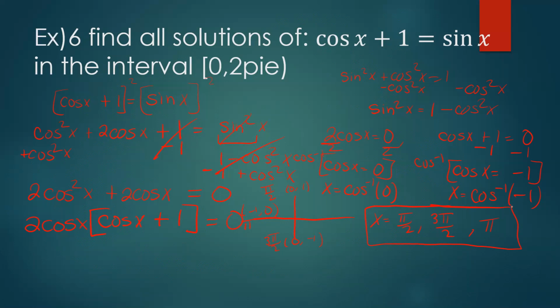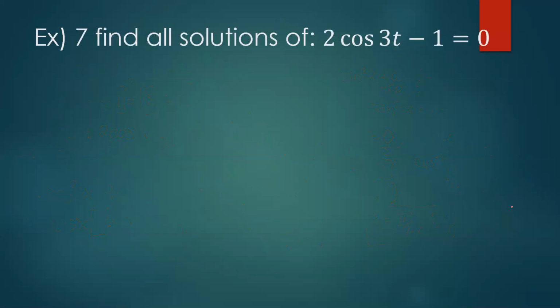Okay, that was example 6. Let's do example 7. Find all solutions to 2 cosine 3t minus 1 equals 0.